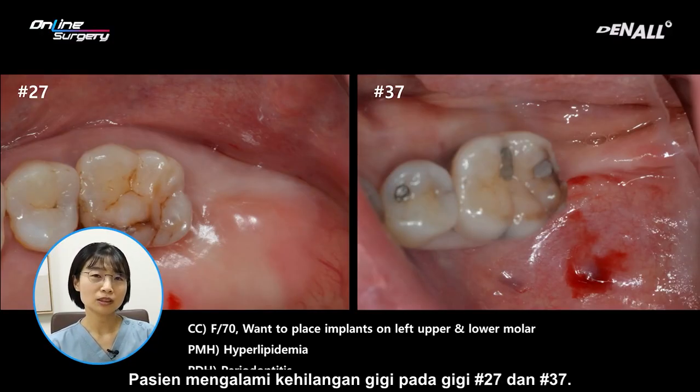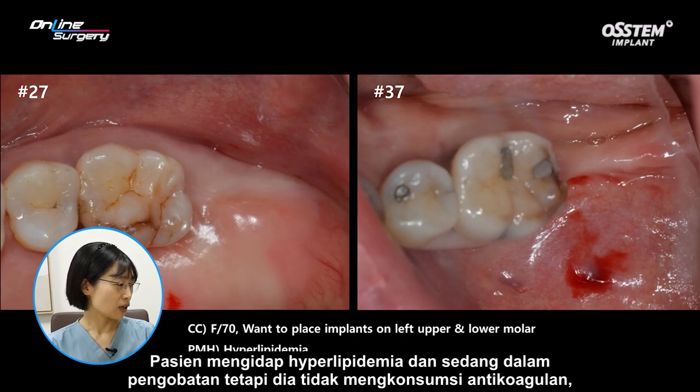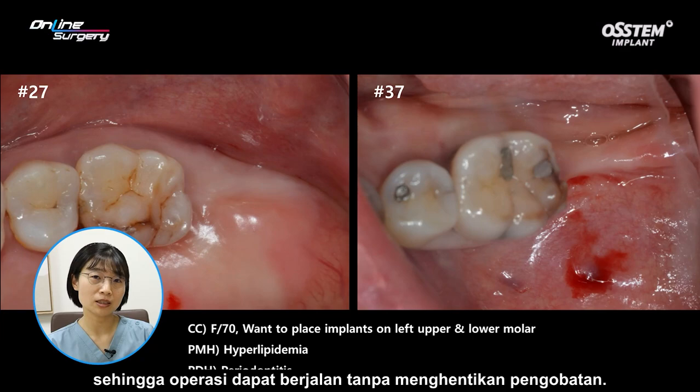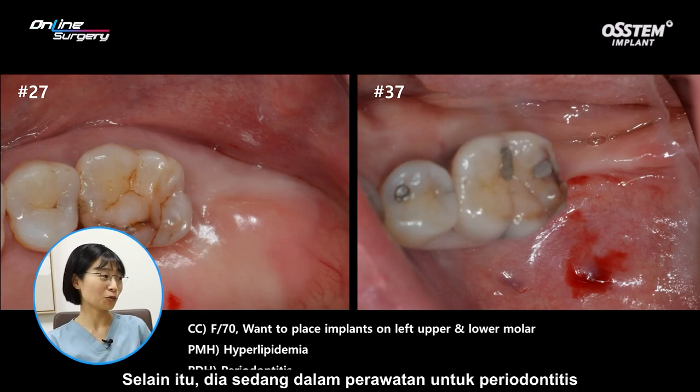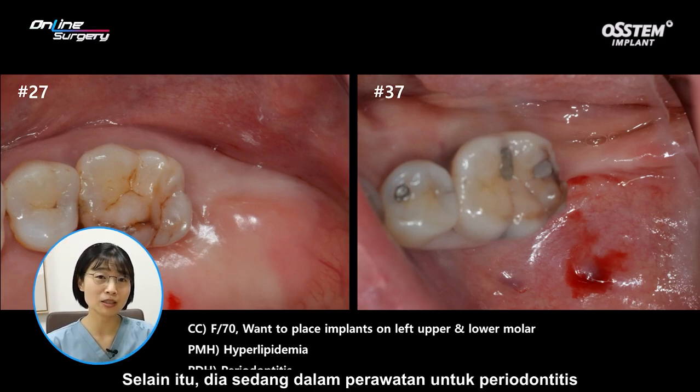The patient is missing teeth number 27 and 37. She has hyperlipidemia and is on medication for it, but is not taking any anticoagulants. So surgery will proceed without any need to halt medication. Additionally, she has been receiving ongoing periodontal treatment for periodontitis.